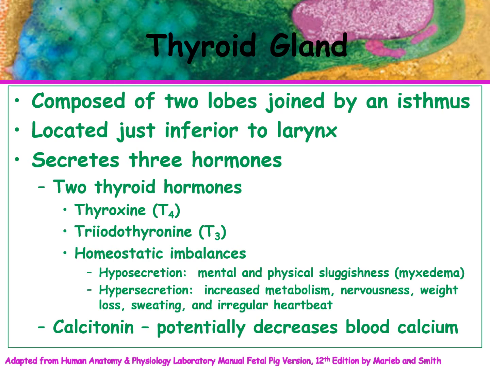The third hormone that is secreted by the thyroid gland is known as calcitonin. And calcitonin helps to decrease blood calcium levels when needed.